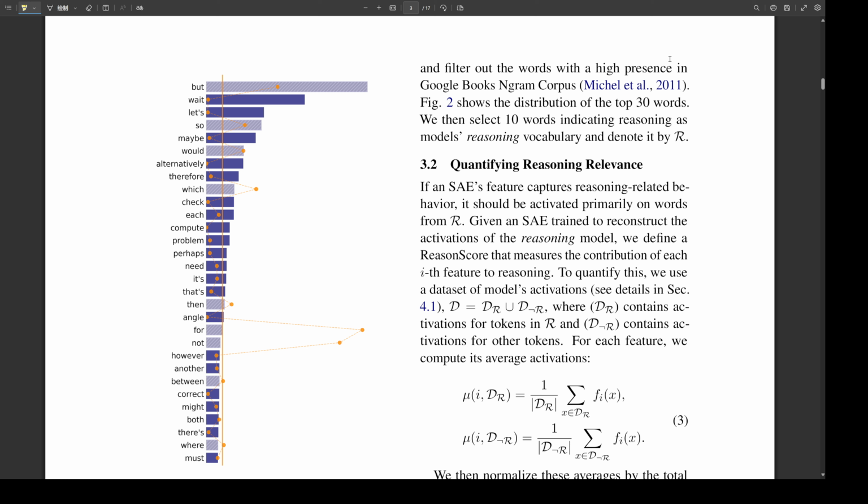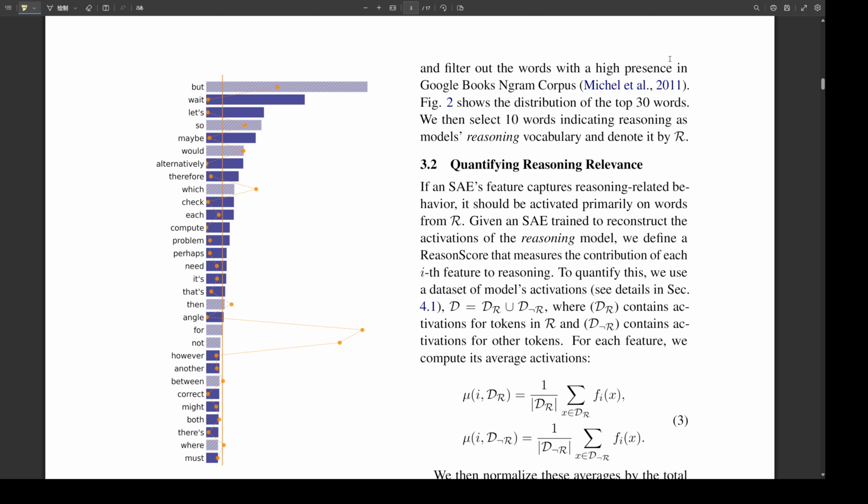Now, the data they used to train the SAE was really important. They used two large data sets. One was called LMSYS Chat 1M, which is a massive data set of just general conversation. So just general language. Exactly, and that helps the SAE learn what, quote unquote, normal language looks like inside the model.